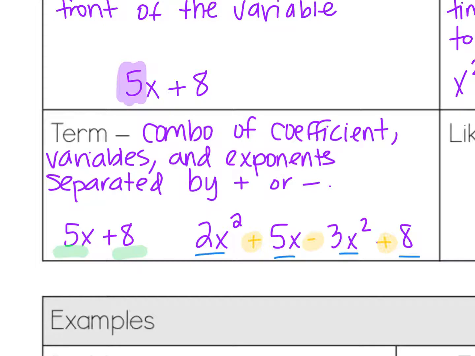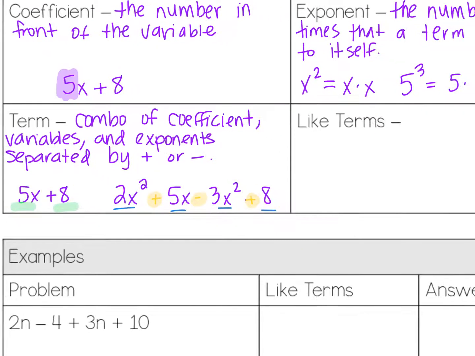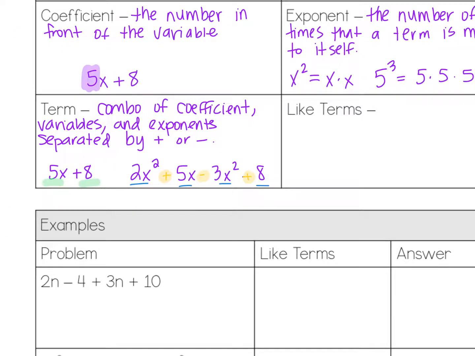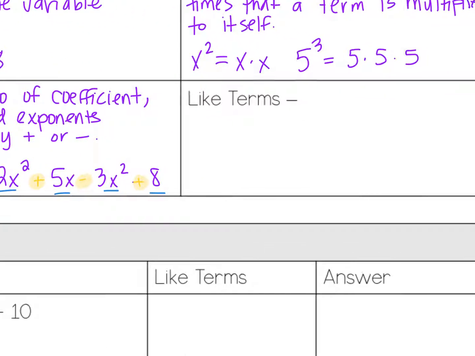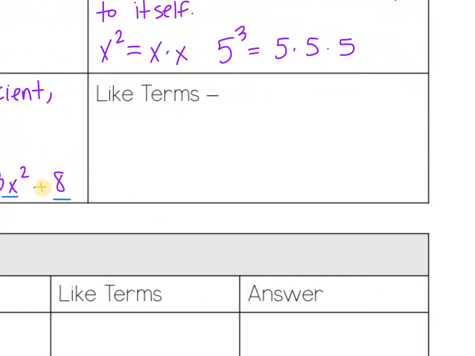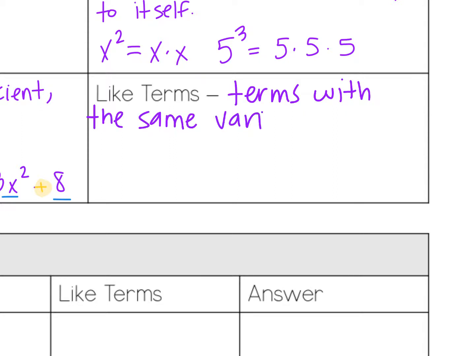Okay, and let's do that last vocabulary. So it's not enough to be a term. We want them to be like terms. So like just means the same. But what we're really looking at is terms with the same variable and the same exponent.